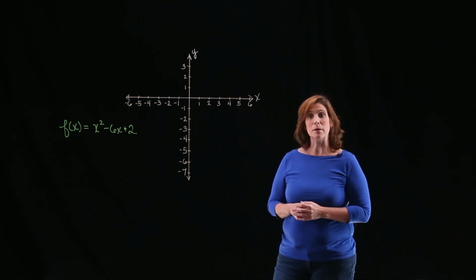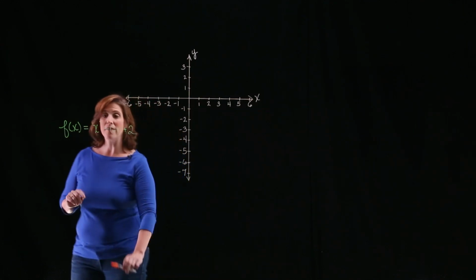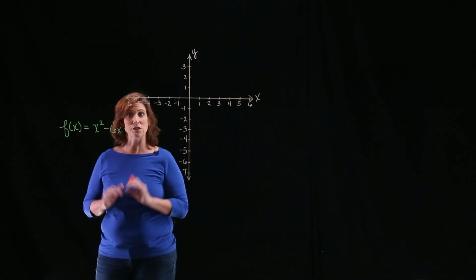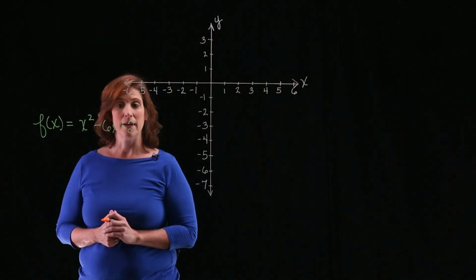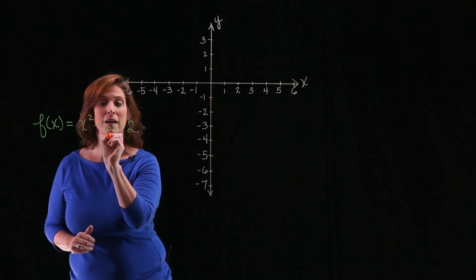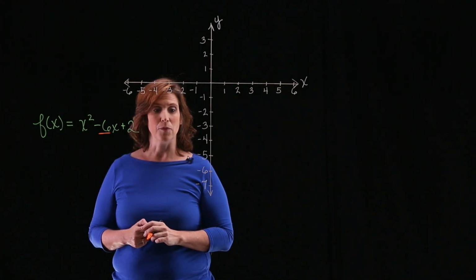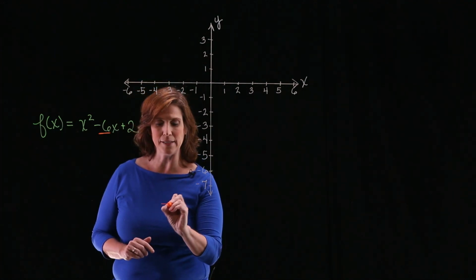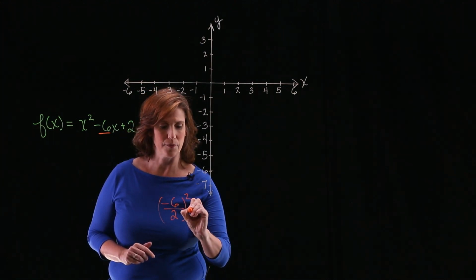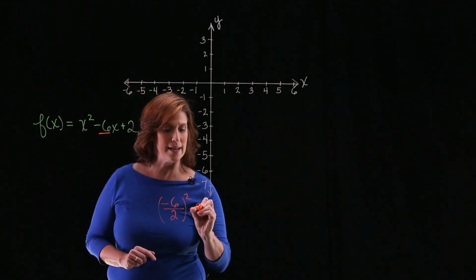To do that, we need to complete the square. So how do we complete the square? Well, the first thing we have to make sure of is that my leading coefficient is a 1. In this case, it is. So I'm ready to move on to the next step. The next thing to do is to take the b term, the coefficient associated with the x value. We're going to take that value, -6, divide by 2 and square it. So that's minus 3 squared, which is 9.